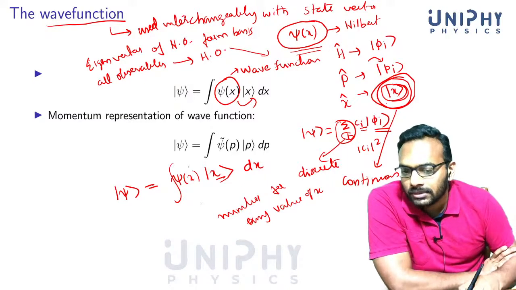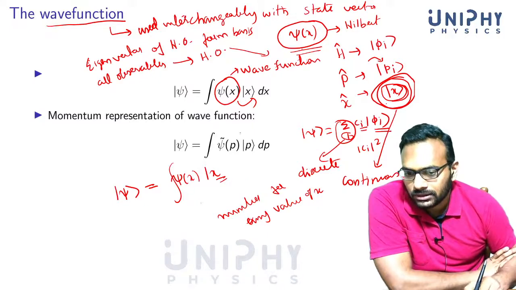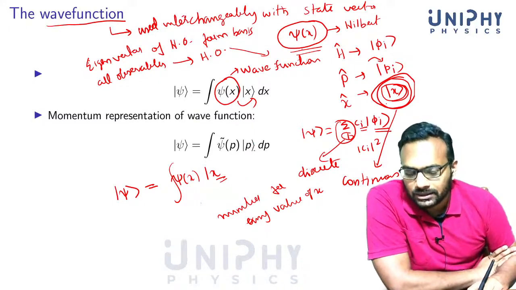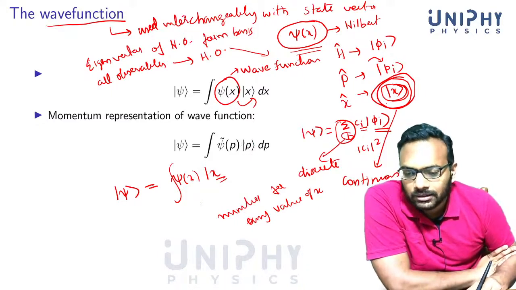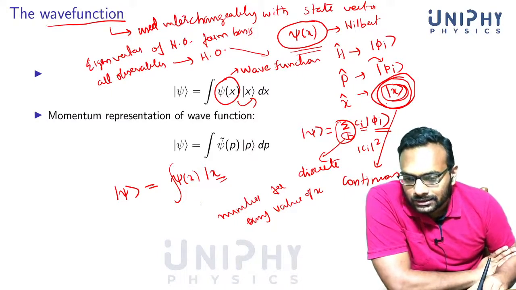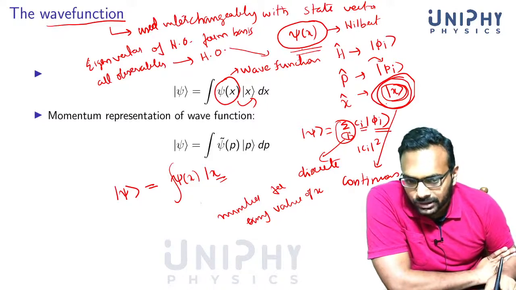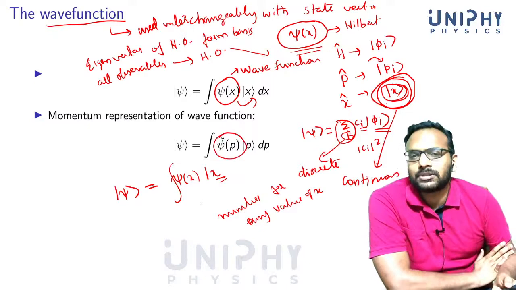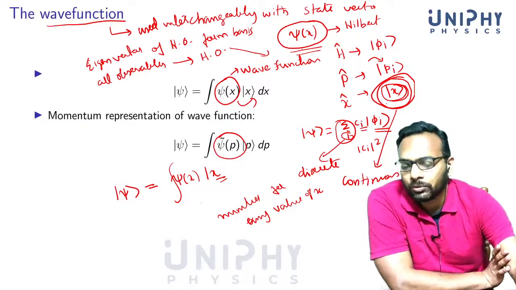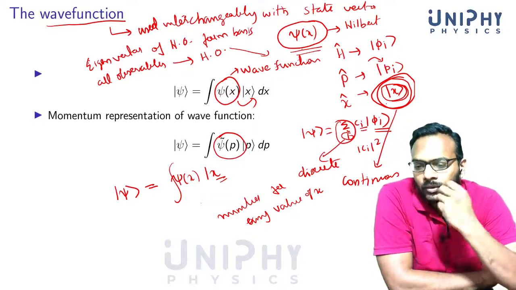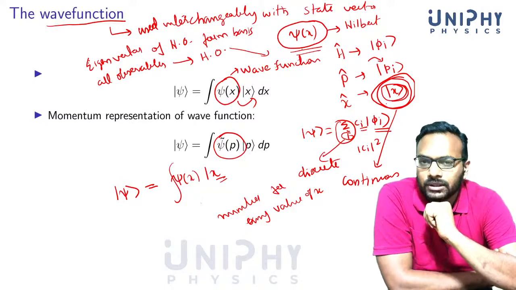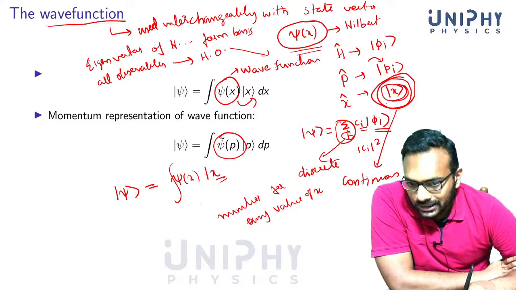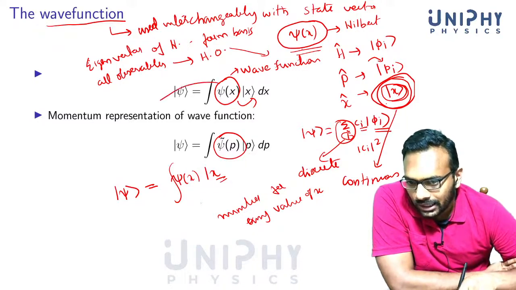Similarly, you can do that for momentum also. You can expand it in terms of momentum eigenvectors. Again, momentum is continuous; usually, if you take a free particle, it's continuous. So you see that there is an integration over dp instead of a summation over i, and the corresponding wave function is also known as the momentum space wave function, or we can say it's a momentum representation of the wave function. And this is the wave function that usually we start studying in our undergraduate years.